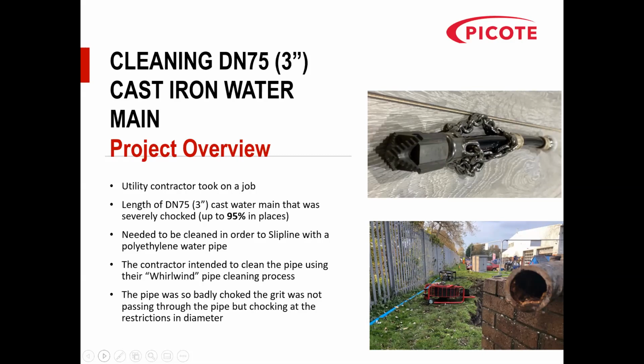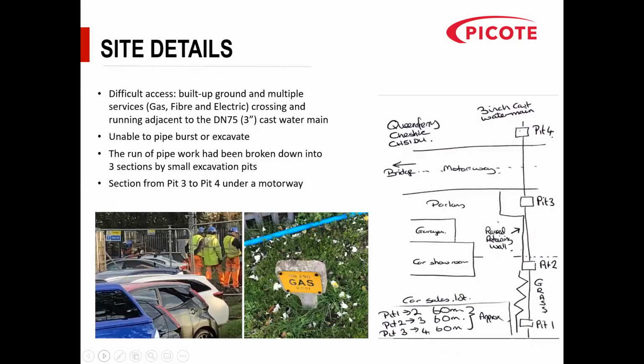The tool we used was a combination of our PVC original chains with a drill head on. The drill head cuts into the tuberculation to make space for the chains to start descaling. The chains, as they were spinning, centralized the cutting head in the pipe. The big problem here was that there was difficult access. It was on built-up ground. We had multiple services: gas pipes, fibre optics, and electric cables, all crossing and running adjacent to the water main. Therefore, they couldn't excavate, and they were unable to use pipe bursting.